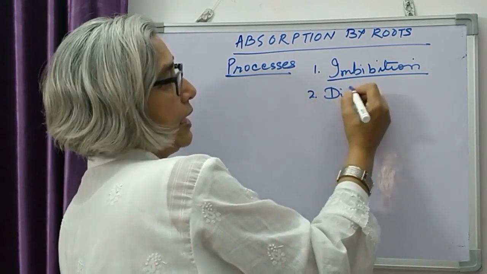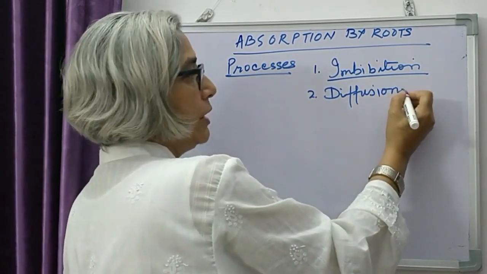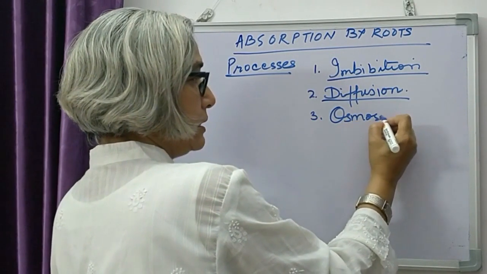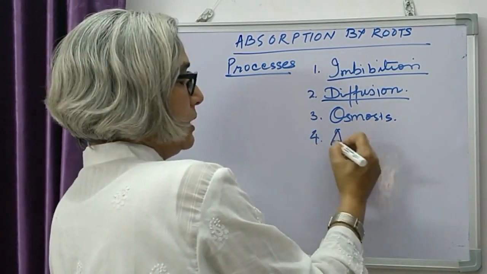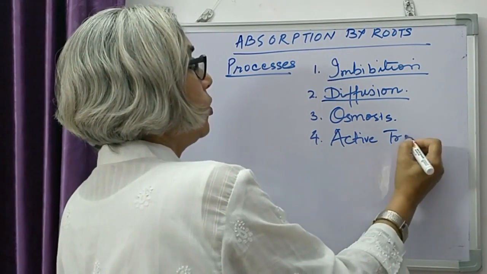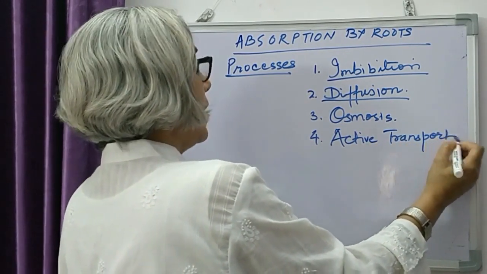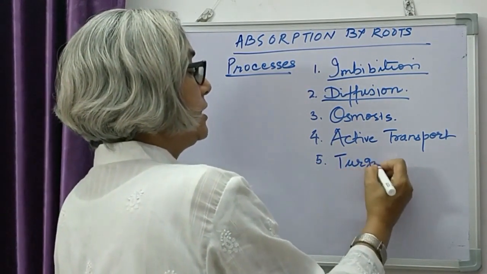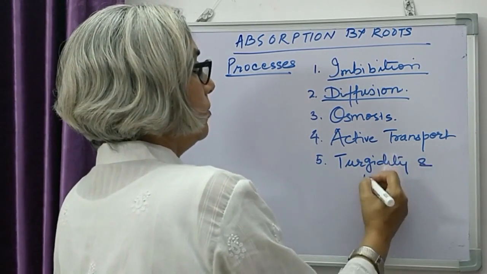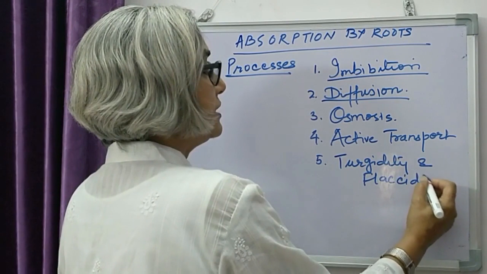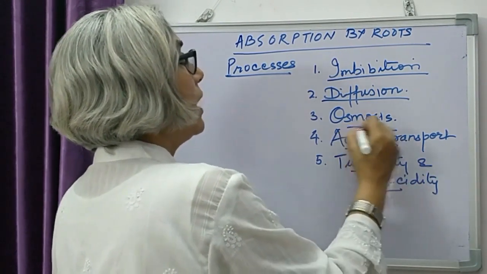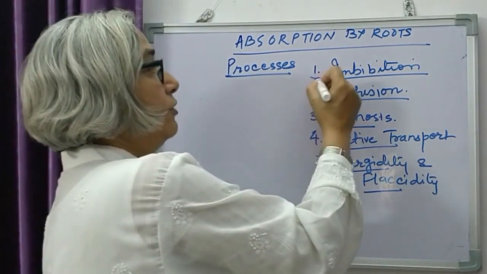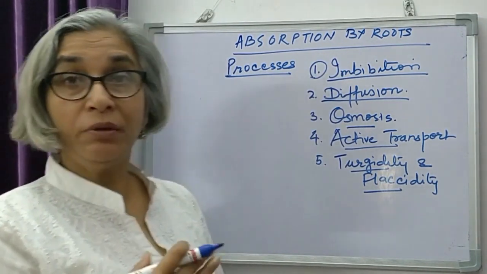The second process that occurs for absorption of water is diffusion. The third process is osmosis. The fourth process is active transport. And the fifth process is called turgidity, and the opposite of turgidity is flaccidity. Now I will be going into the details of each of these processes one by one. First, imbibition. What is imbibition?